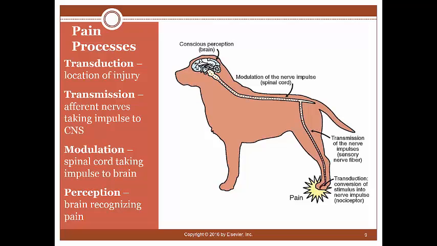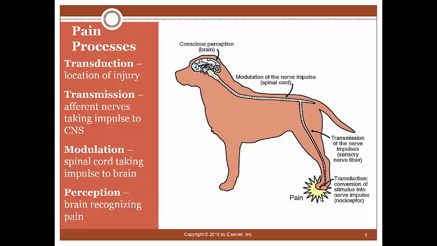So we have what's known as the pain process here, or you'll learn later on it's also known as the pain pathway. And we have four major steps. We have transduction, transmission, modulation, and perception. So transduction is the location of the injury. So right here we're looking at maybe a dog's toe that just got quicked. And so where we have transduction, the injury occurs and is going to cause a release of inflammatory mediators that are going to stimulate nerves.